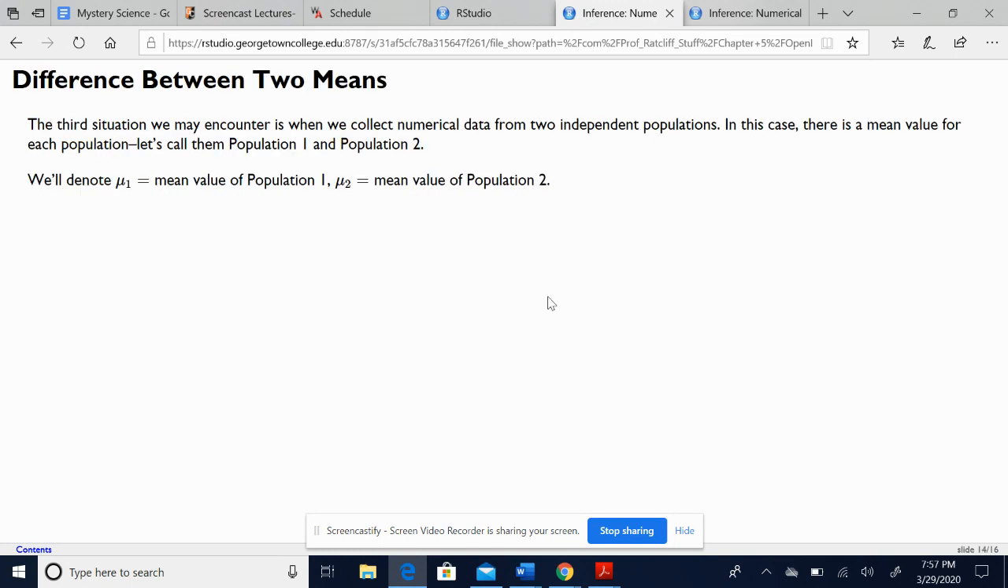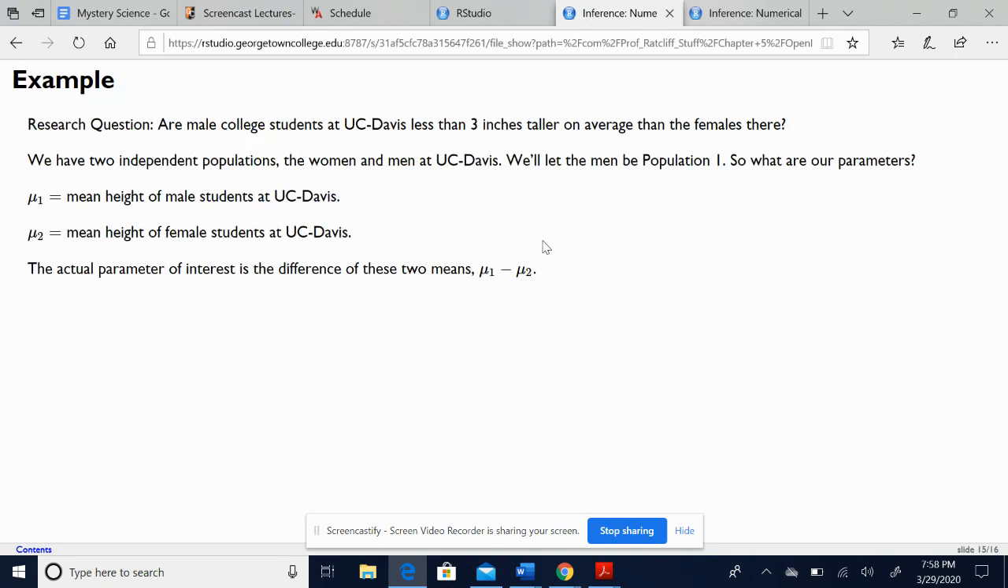What about the difference between two means? Remember that mu diff and x bar diff was the mean of differences. This is the difference between two means. They sound alike, but they're not the same. This is the third situation we could encounter, when we collect numerical data from two independent populations. In this case, there's a mean for each population. We've got group 1 and group 2. So we have mu1, which is the mean of group 1, and mu2, which is the mean of group 2. Let's think about an example.